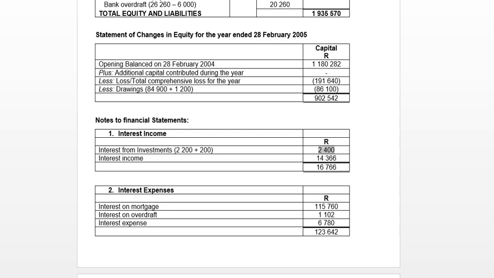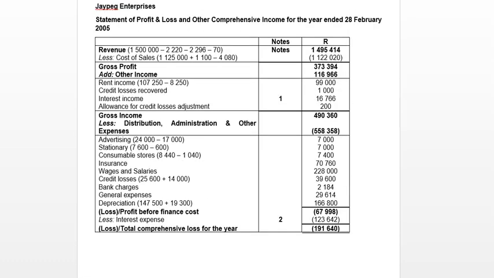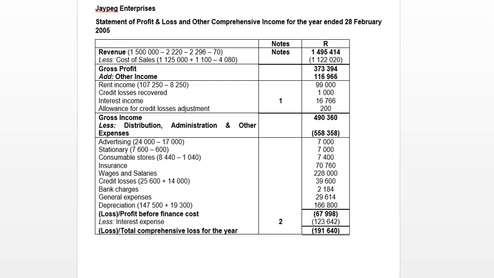So if you add that, then your total interest from investments is 2,400 Rand, and plus your 14,366 gives you a total interest income of 16,766 Rand. Okay. So we're going to record that.